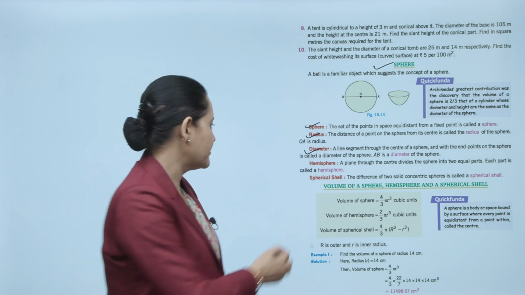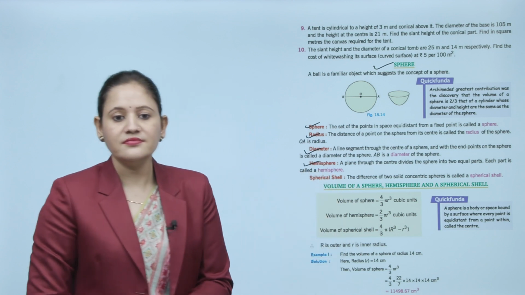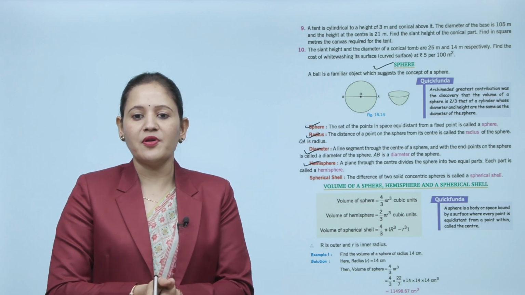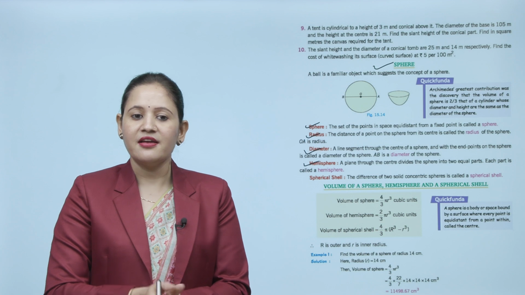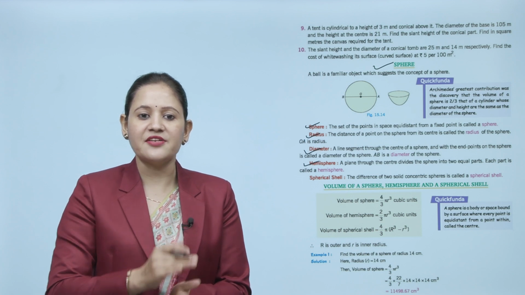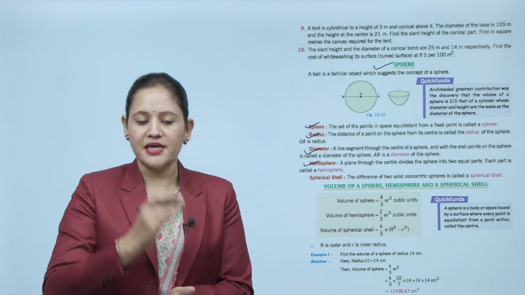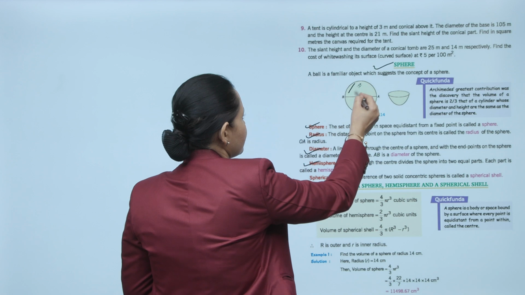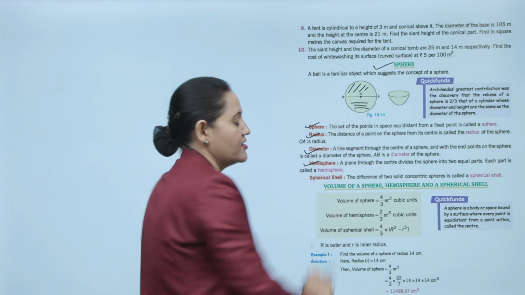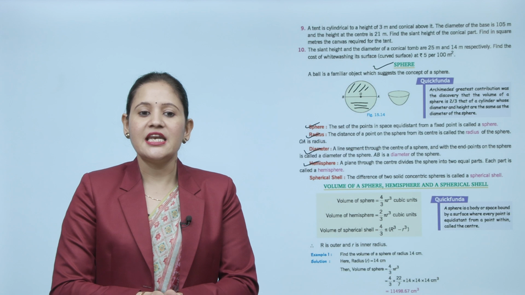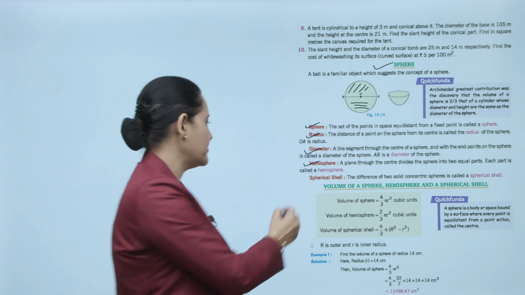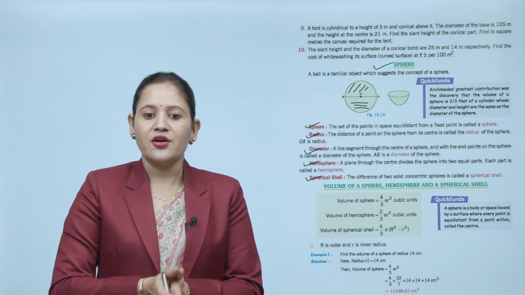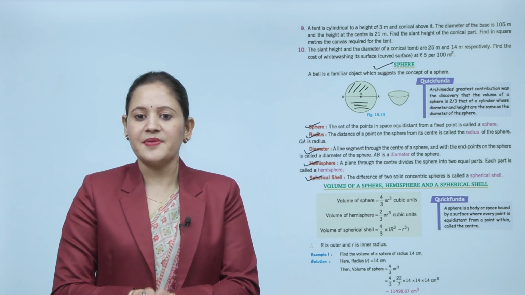Next, hemisphere. A plane through the center divides the sphere into two equal parts. Each part is called a hemisphere. So here diameter AB क्या कर रहा है? It's dividing the sphere into two equal parts. So each part is called a hemisphere. One is this and other is this one. So two hemisphere में divide कर रहा है. Next, spherical shell. The difference of two solid concentric spheres is called a spherical shell.